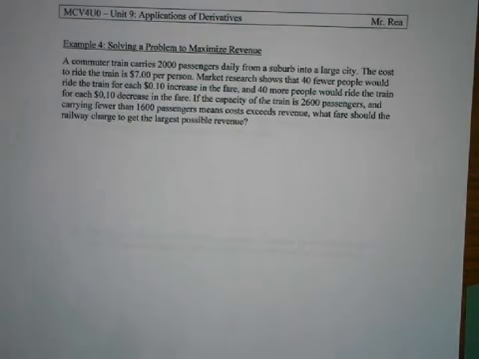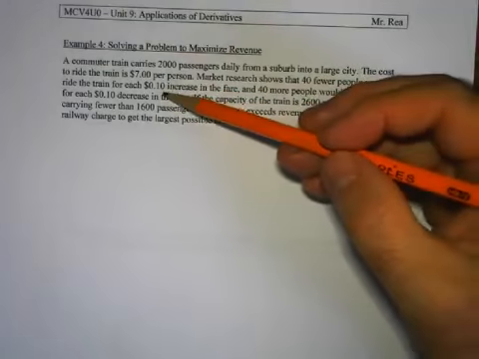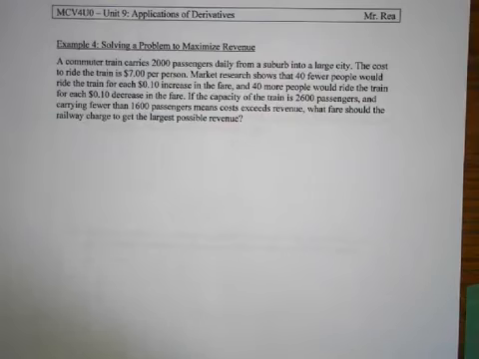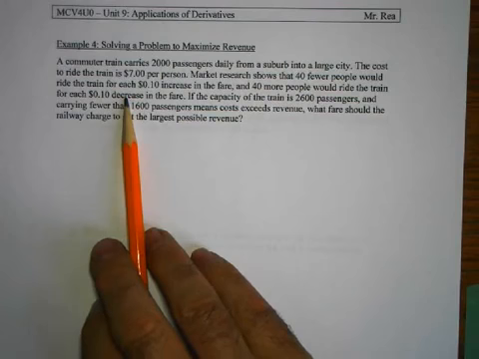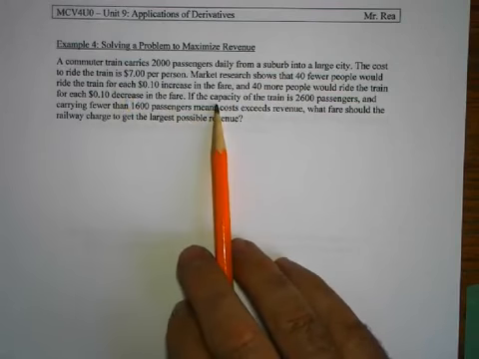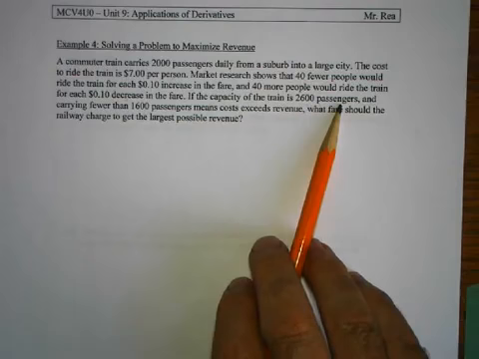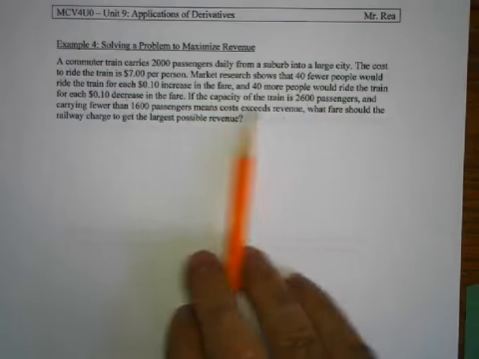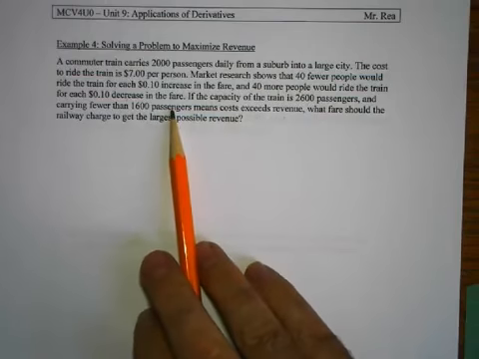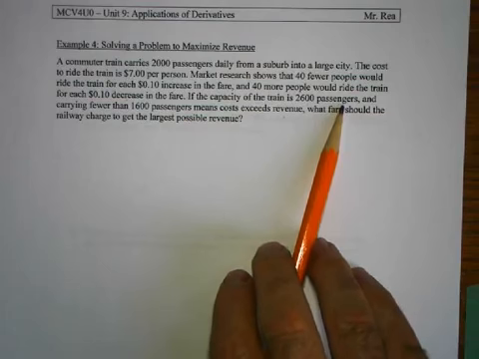So they've actually shown both directions, which we didn't do in grade 10, but it was actually true then. Didn't want to confuse all those young minds though. Now here's the new part. If the capacity of the train is 2,600 passengers and carrying fewer than 1,600 passengers means costs exceed revenue. So if you're taking less than 1,600 passengers, you're losing money. You don't want that. And 2,600 is the maximum. That's a physical limitation on the train.